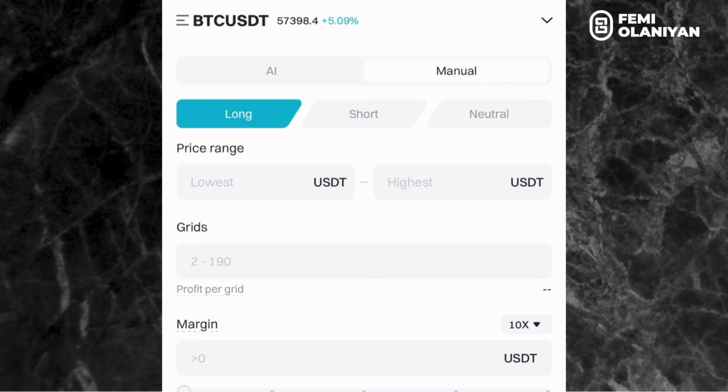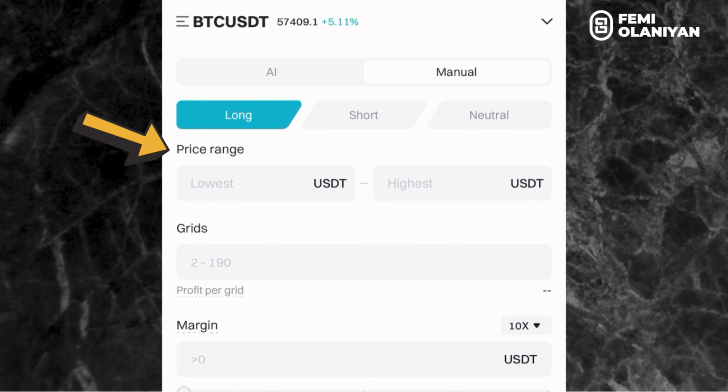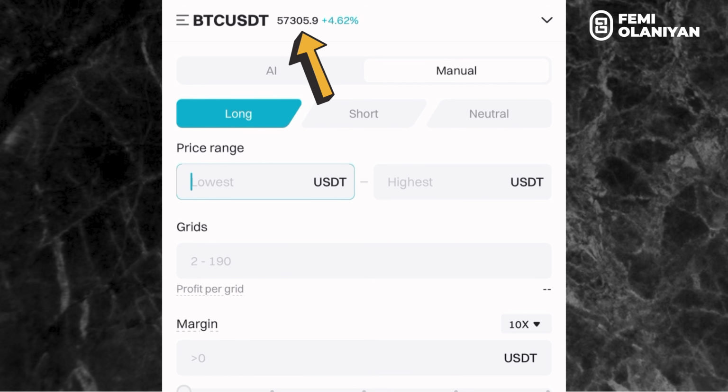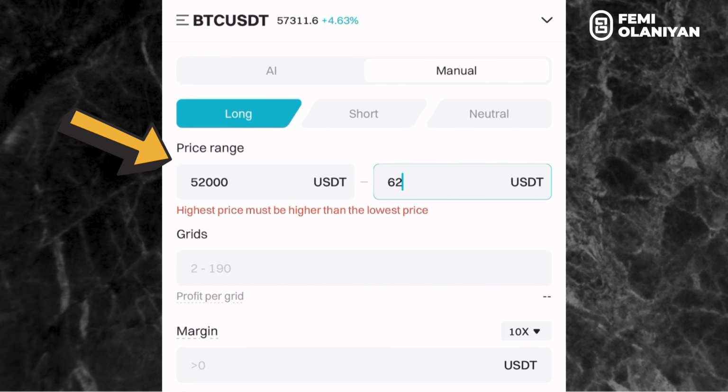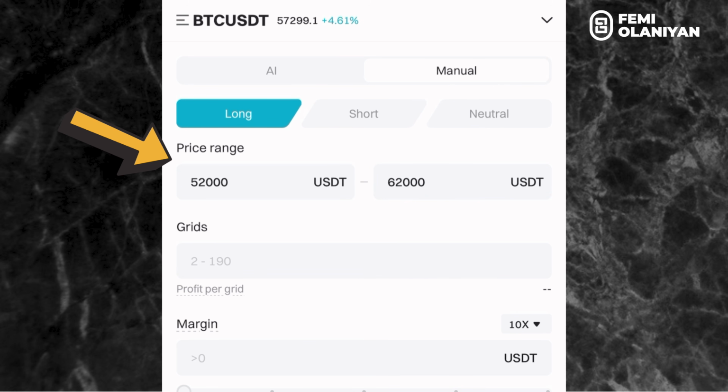Now, the next thing is to pick the price range. Now, what is the meaning of this price range? Let me put an amount there first, then I explain. So let's say, for example, as at the time of recording this video, the price of BTC is 57,400. So I'm going to set my lowest price range to be $52,000, and then my highest price range to be, let's say, $62,000. Now, what is the meaning of this?